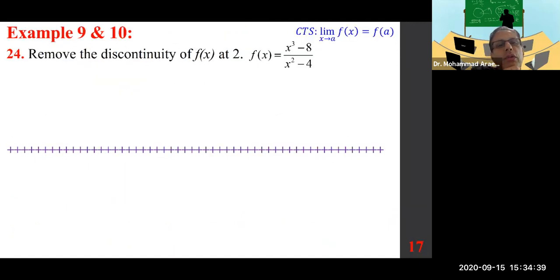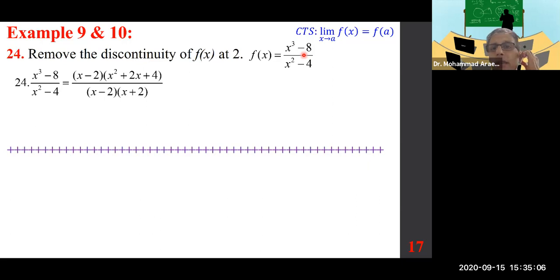We want to remove the discontinuity of the function at x equals 2. That means first we have to find the limit, and then we say f of 2 is equal to that. That's really the bottom line. To remove the discontinuity, you have to find the limit of this function. Let's find the limit.